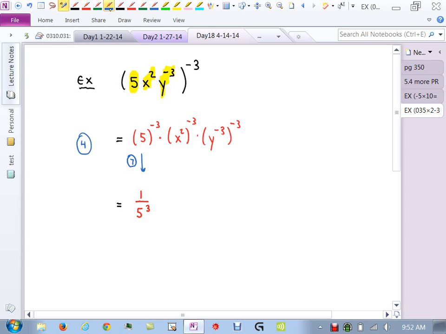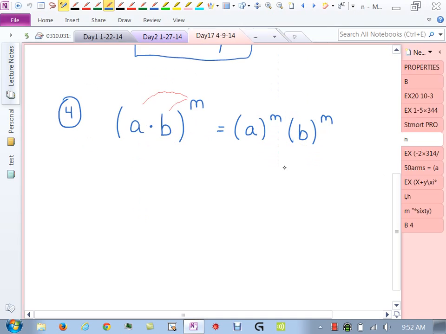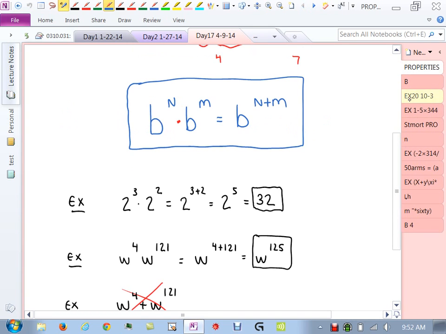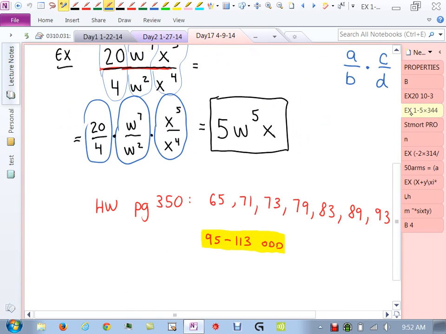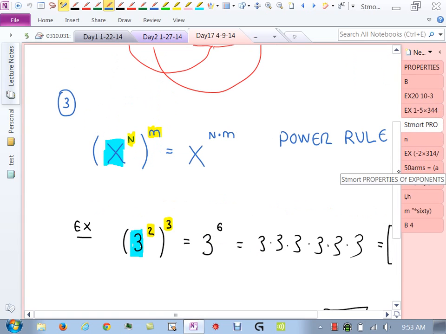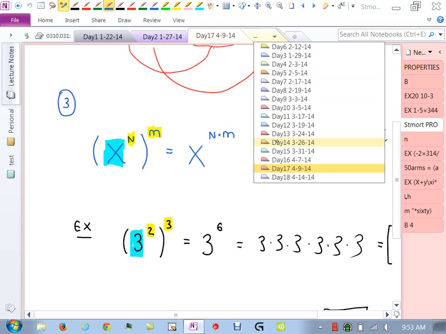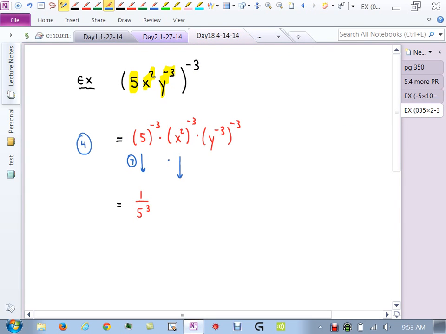Okay, on this next one, what can we do? What is something to a power to a power? What do you do here? You multiply the powers, don't you? What property was that? Let's go back and look in our notes from last time. There it is, property 3. The power rule. Something to a power, you multiply the powers. So by property 3, that becomes what?